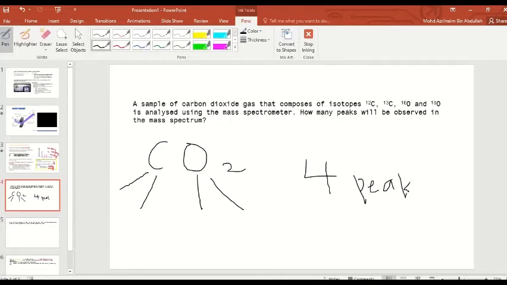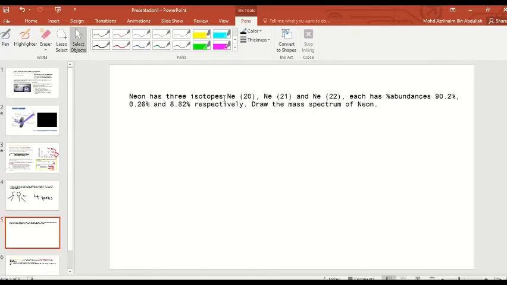Okay, so next kita tengok soalan yang kedua. Neon has 3 isotope. Kita ada neon 20, neon 21 isotope, neon 22 isotope. Each has percentage abundance of 90.2%, 0.26% and 8.82% respectively. Draw the mass spectrum of neon.